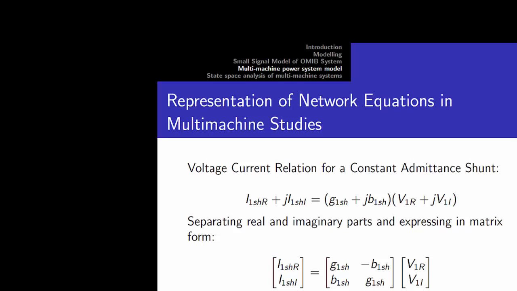Similarly, we can write for a shunt branch, a shunt connected to node 1, the shunt current equals shunt admittance times the voltage of the node. Again, separating real and imaginary parts, we can write the equation in matrix form with no complex numbers.